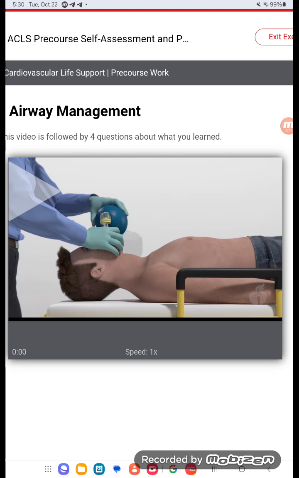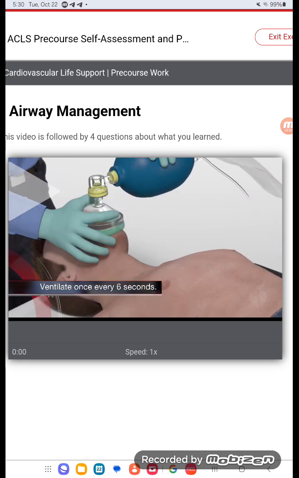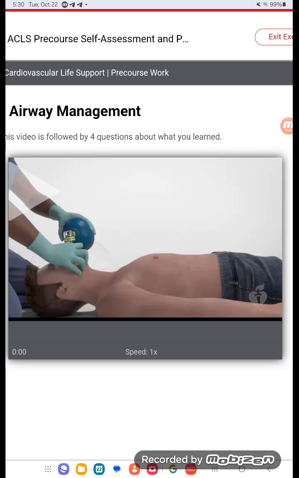While maintaining a tight seal between the patient's face and the mask, and maintaining a jaw lift to open the airway, the provider should squeeze the bag, taking about 1 second to deliver 1 breath. For a patient who has spontaneous circulation but needs ventilatory support, the provider should give rescue breaths at a rate of 1 breath every 6 seconds. An effective breath results in visible chest rise.